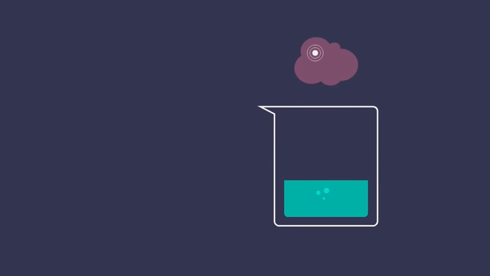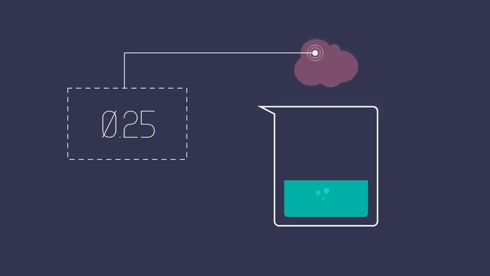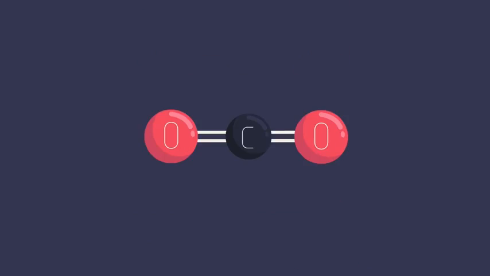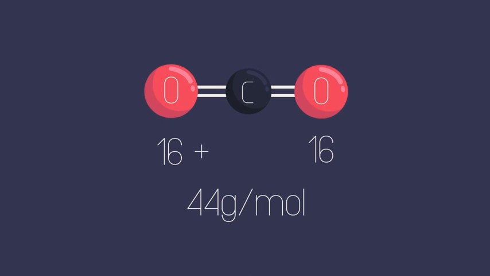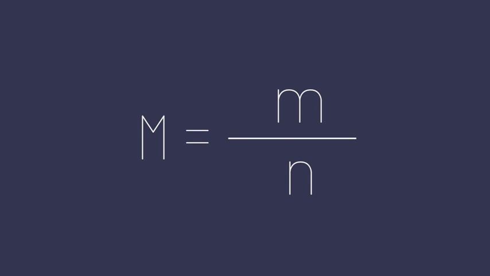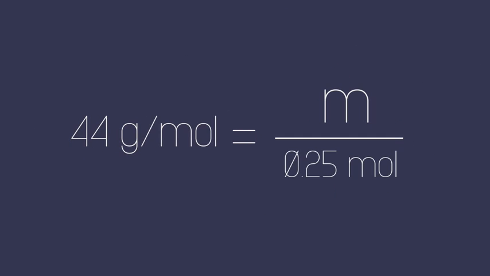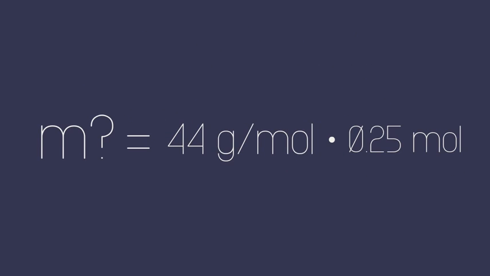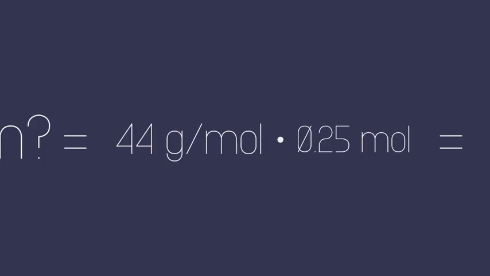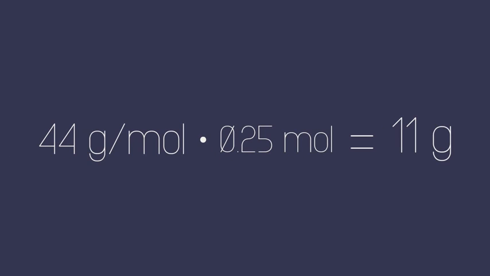There were 0.25 moles of calcium carbonate used, and so 0.25 moles of carbon dioxide escaped from the reaction vessel. The molar mass of carbon dioxide is 44 grams per mole. That's 16 plus 16 plus 12. Then use this formula. Substitute the letters with the numbers that you have to work out the mass of carbon dioxide that is produced. So, the mass of carbon dioxide which escapes is 0.25 moles times 44 grams per mole, which equals 11 grams. This is the loss of mass. Did you get it right?